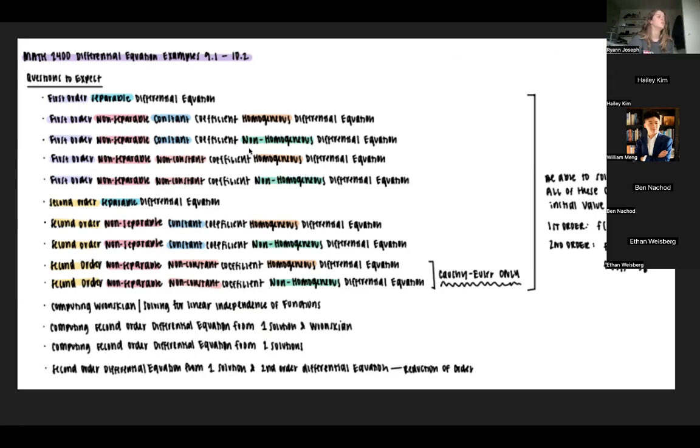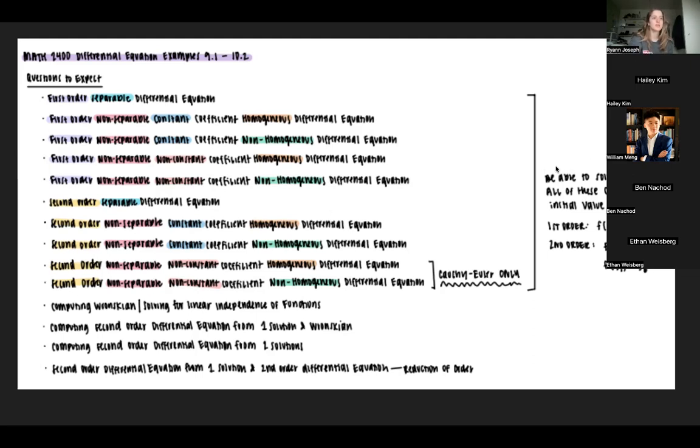So first order separable differential equations, first order non-separable, so we went over when they're homogeneous, non-homogeneous, constant, non-constant. Second orders, when they're constant coefficients, we solve it using the characteristic polynomial. When they're non-constant, that means it's a Cauchy-Euler equation only. That's the only type of question you're going to be asked. So being able to solve that, which we'll go over in a second.